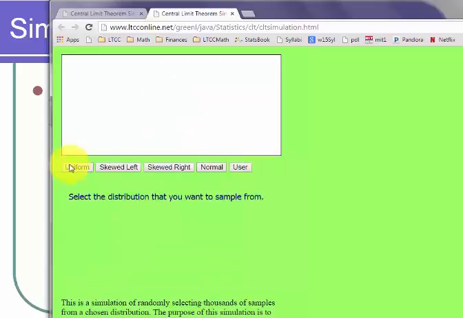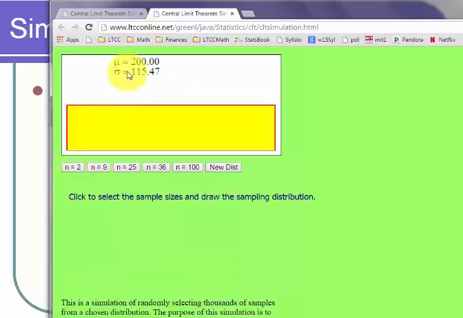Let's try another example. This time let's pick a uniform distribution just for fun. Same mean and about the same standard deviation. 115 will be our standard deviation. Mu is 200. And let's try n equals 36. See what happens. So we saw that if we started with a normal distribution, we got a normal distribution when we looked at the sampling distribution. Now if we start out with a uniform distribution, what distribution do you guess we might get for the sampling distribution? Well, let's try it.